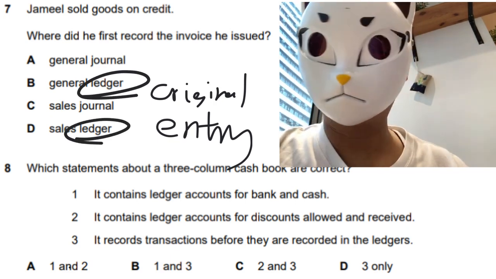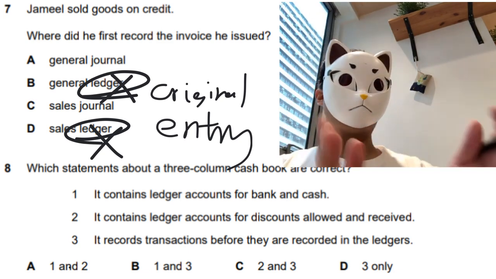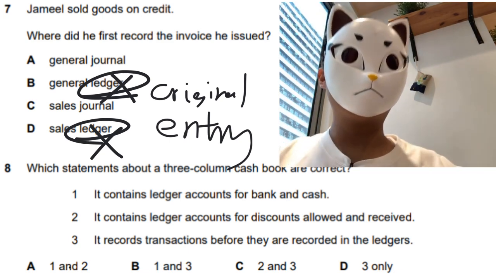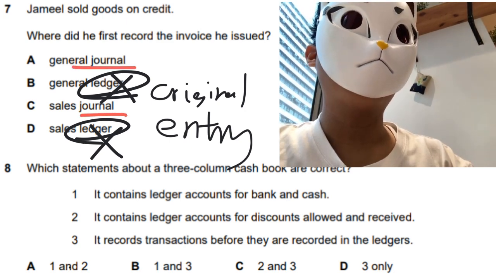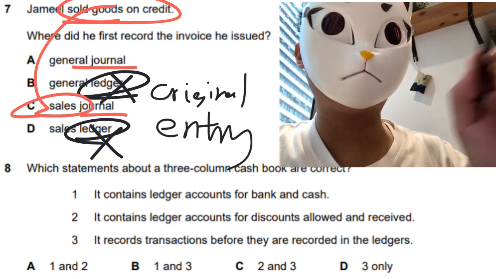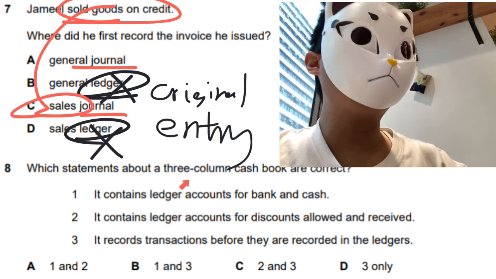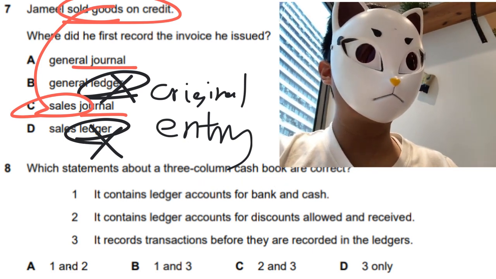When I try to deal with this question, I rule out all the ledgers, because the ledger is for the accountant. So it must be the journals. We'll start with the journal. For sales, we'll start with the sales journal. So this is step C. C is the answer. Now for multiple choice question 8, the 3-column cash book.